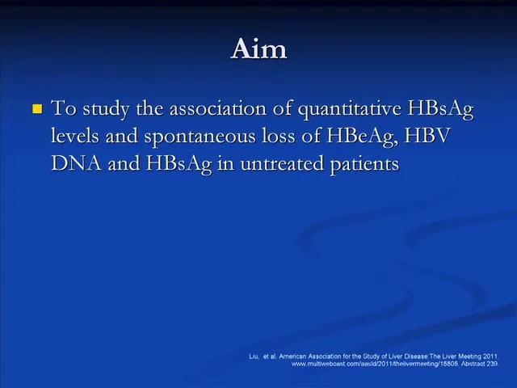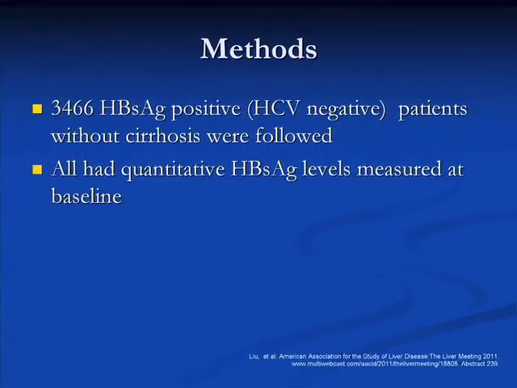So the aim of this study from Taiwan was to look at the association between quantitative hepatitis B surface antigen levels and spontaneous loss of hepatitis B e antigen. Hepatitis B viral DNA and hepatitis B surface antigen loss was also looked at in untreated patients. So these patients were not given any therapy. They were just followed prospectively over time, and they looked at e antigen, DNA, and surface antigen.